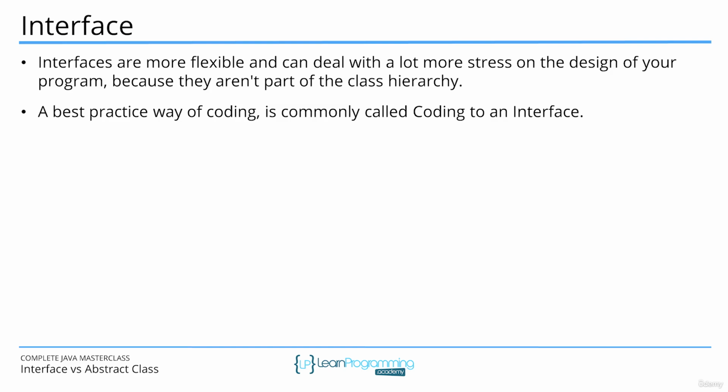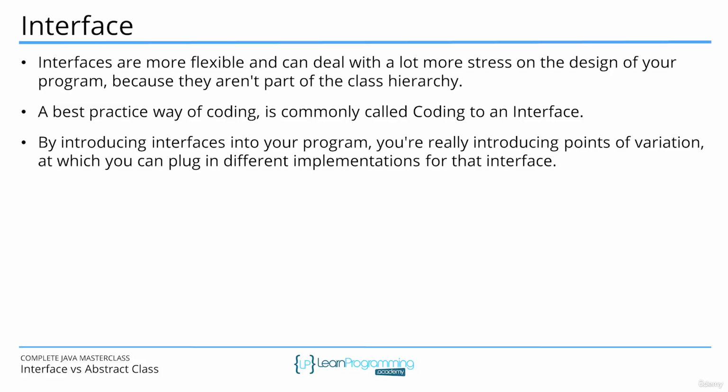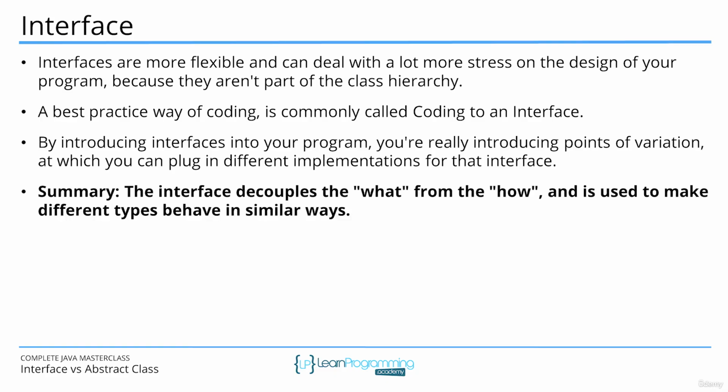And we've discussed a best practice way of coding, which is commonly called coding to an interface. By introducing interfaces into your program, you're really introducing points of variation at which you can plug in different implementations for that interface. In summary, the interface decouples the what from the how and is used to make different types behave in similar ways.